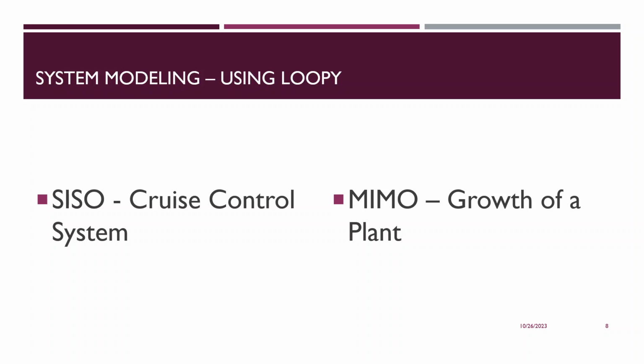So for us, what are we going to be doing? Well, to put a bow tie on this very short lecture that we have this week, we are going to be using Loopy. I'm going to step you through how to get logged into that and get going with your system dynamics model. We're going to model out two. We're going to do cruise control, which is going to be a single input, single output, because it's managing speed. That's it. We've got speed for an input and speed for an output.